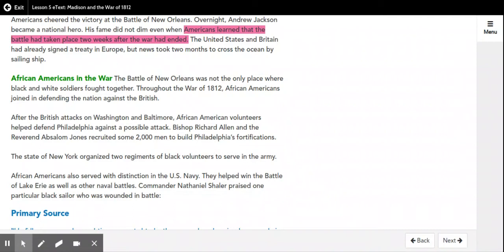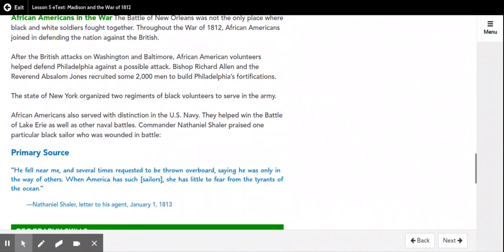The state of New York organized 2 regiments of black volunteers to serve in the Army. African Americans also served with distinction in the U.S. Navy. They helped win the Battle of Lake Erie, as well as other naval battles.